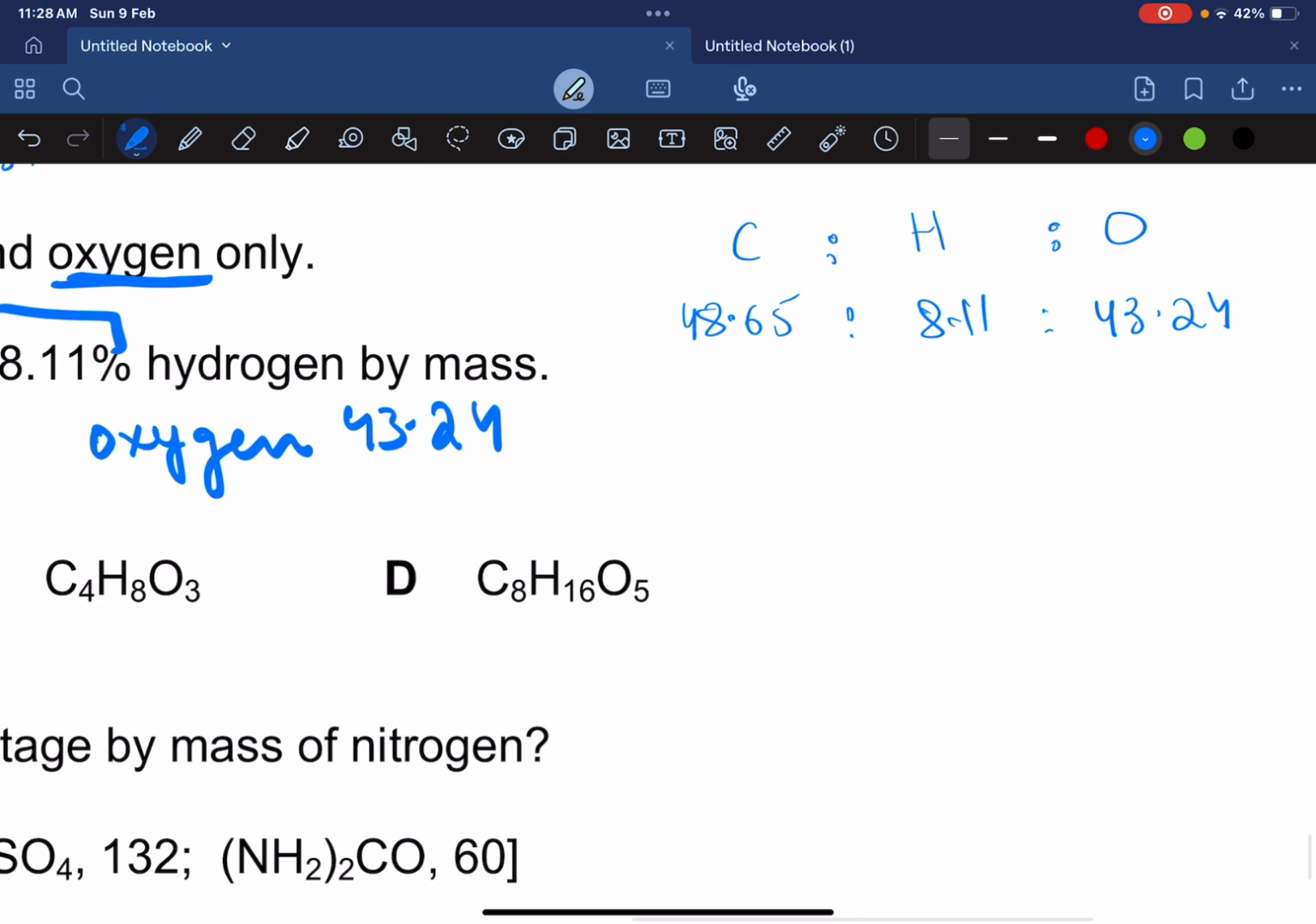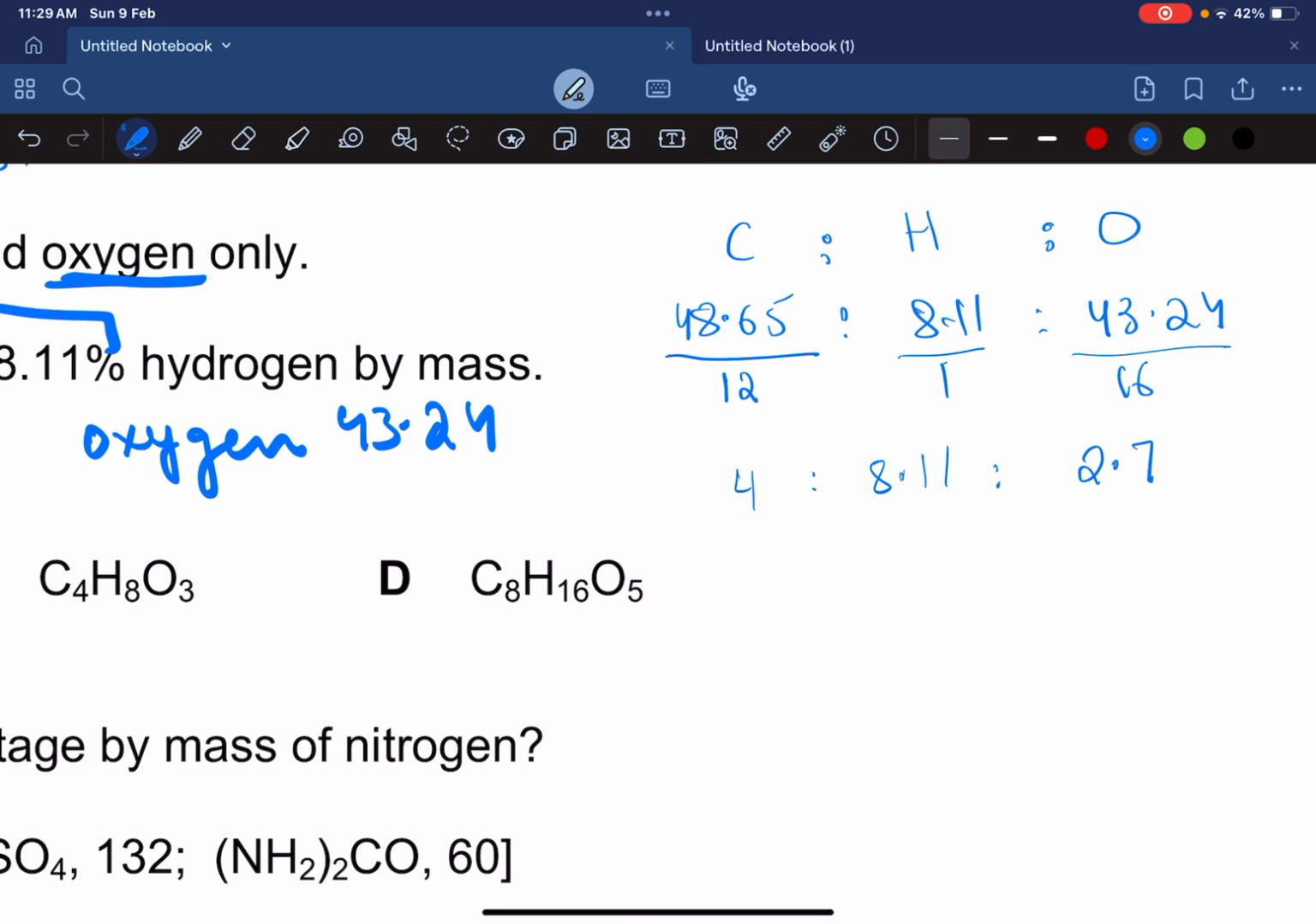Okay, so to calculate the moles, you're going to divide carbon by 12. Okay, this is the mass, and this is the MR of carbon. So you divide mass by MR to get the moles. This divided by 1 and this divided by 16. If you're wondering what this is, that is simply the MR. Okay, so 48.65 divided by 12, and that's going to give you 4 as your answer. This one's going to give you 8.11. That's going to give you 2.7.